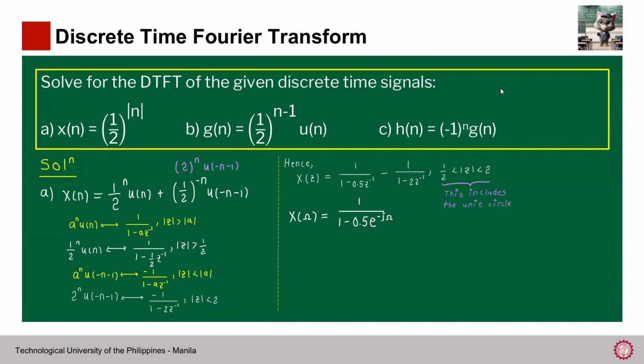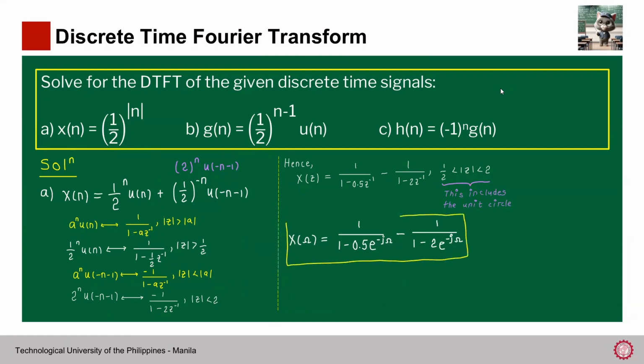Minus 1 over 1 minus 2 e raised to negative j omega. So this is our DTFT. As you can see, the DTFT is very much related to the Z transform. We just need to make sure, guys, that the ROC of the Z transform includes the unit circle. Because if it doesn't include the unit circle, it means that the DTFT does not exist for that particular Z transform.